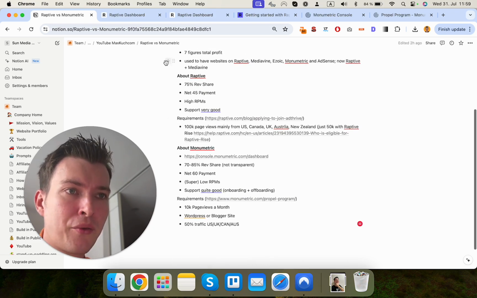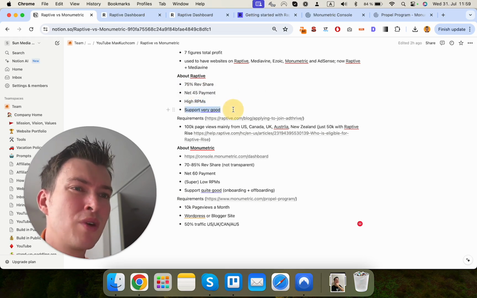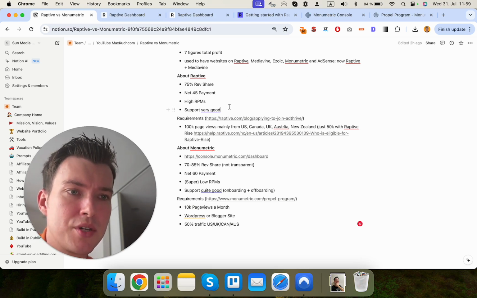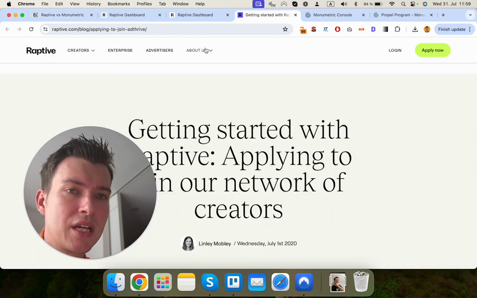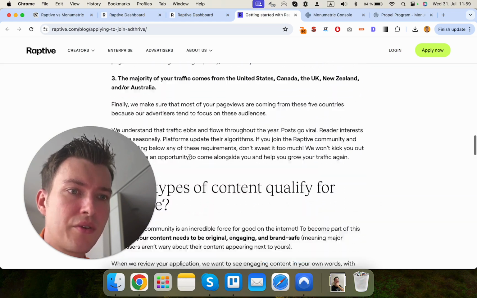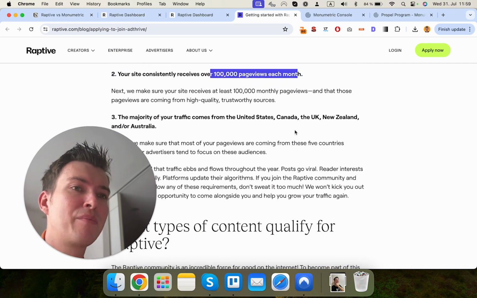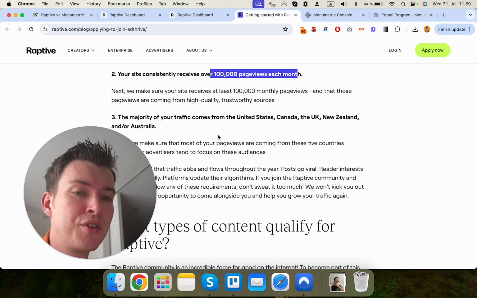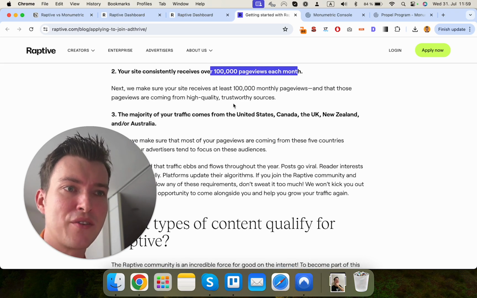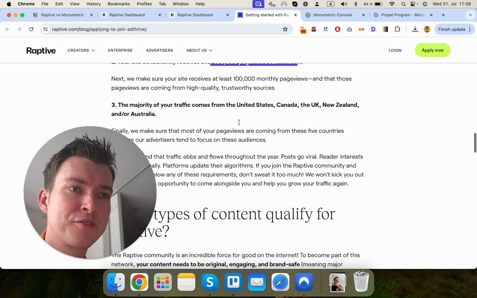But I will just go through the requirements. So Raptive, we've got a 75% rev share, net 45 terms, high RPMs, as you can see. Support is very good. It's one of the best supports in the industry, probably on par with Mediavine. Personally, I had better experiences with Raptive, but that might be just a personal situation here. Requirements, you can check it out here. If we scroll through, they do have a 100K page view requirement, which is obviously very high. But as I just pointed out in my Raptive Rise review, which you can find when you just search Raptive Rise review on YouTube, you will see that now they also have a program for just 50K page views a month.